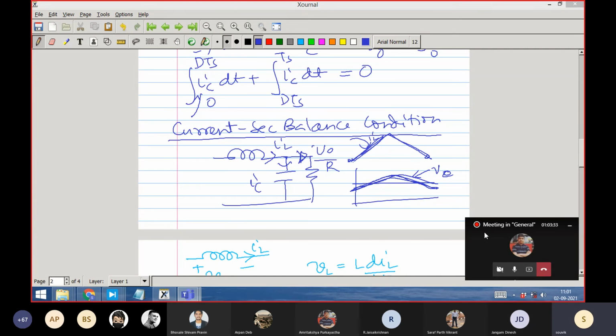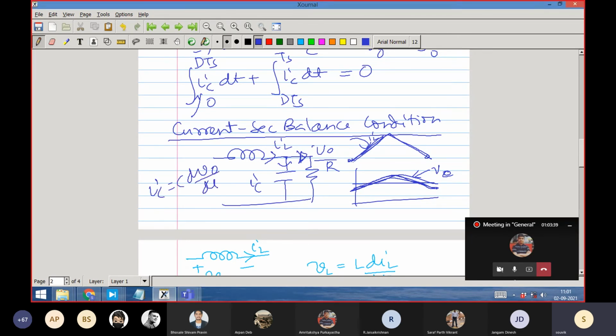Is it difficult to understand? The capacitor current IC is equal to C dV0 by dt. I am saying the V0 change is not significant. It is there, but it is not significant. But IC is significant because C is very high.